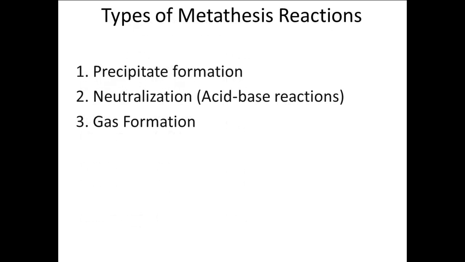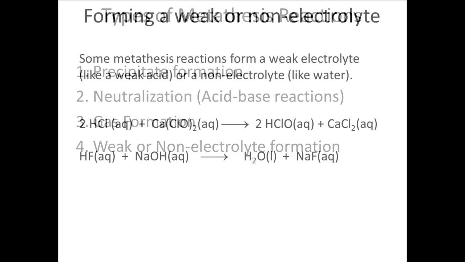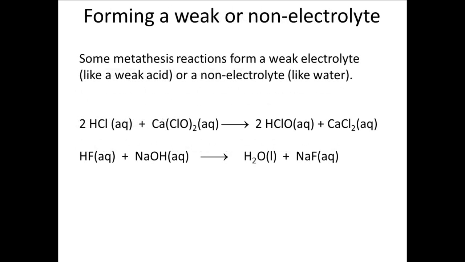The fourth type of metathesis reaction is the production of a weak electrolyte or a non-electrolyte. Mostly, weak electrolytes are weak acids. Remember that a weak acid is anything that is not a strong acid, so it is important here to know the list of 7 strong acids.